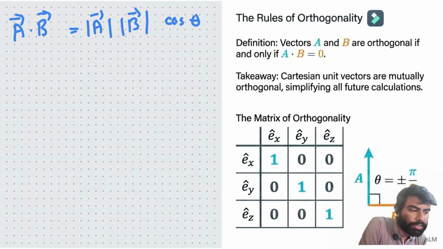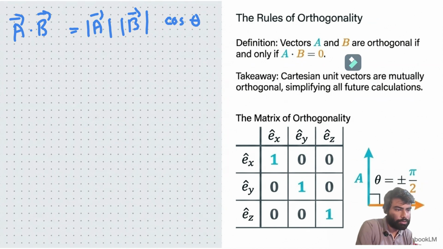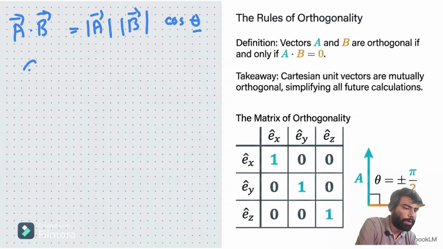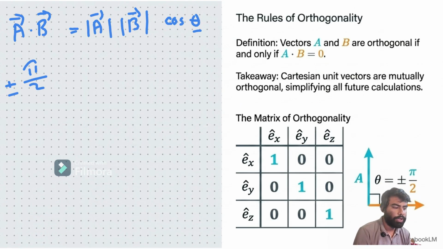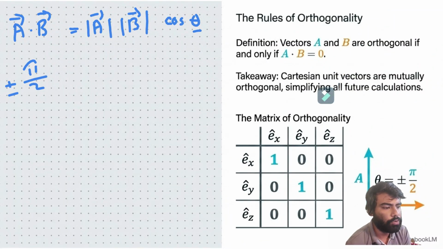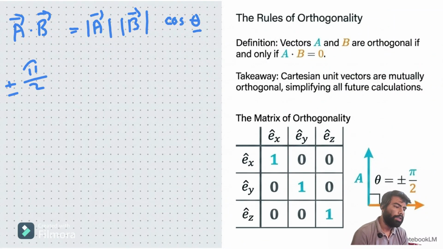Now, when are they orthogonal? They are orthogonal when this theta value is equal to pi by 2. That can be plus or minus pi by 2. When it is plus or minus pi by 2, that means they are perpendicular. And now, what is the value of cos pi by 2?